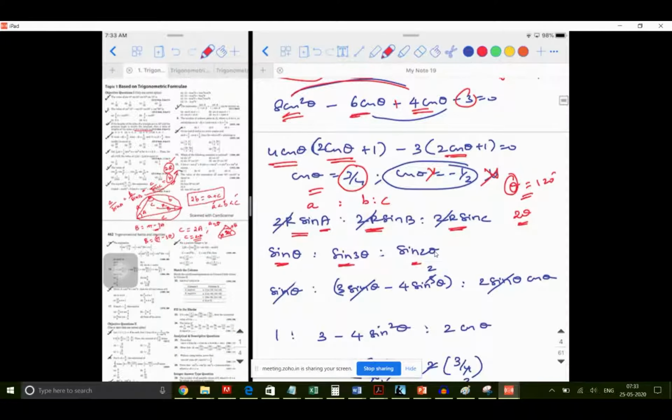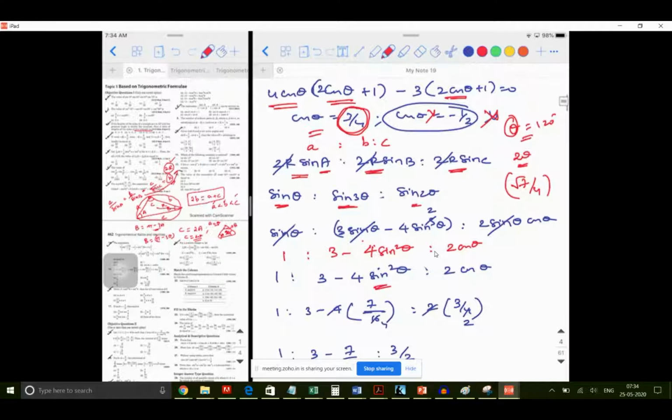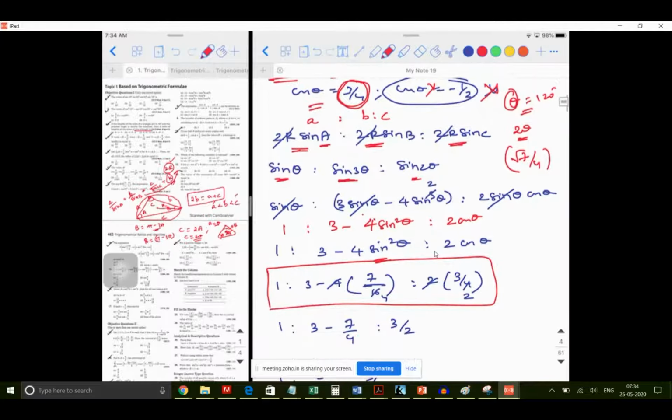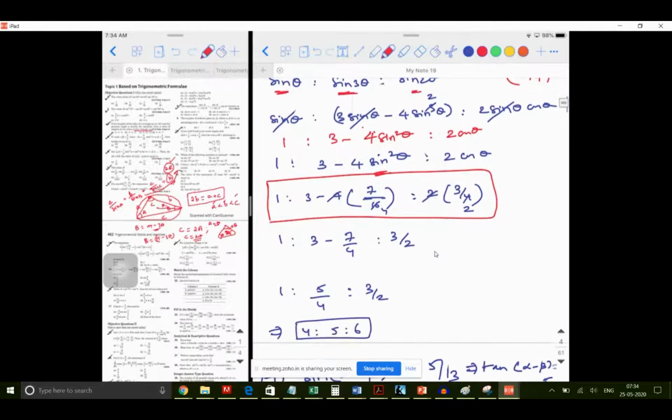So again, sin 3 theta, if you apply the formula of 3 sin theta minus 4 sin cube theta, the common factor is going to be sin theta. So you are left with 1 is to 3 minus 4 sin square theta is to 2 cos theta. We know the value for cos theta. Cos theta is 3 by 4. Then what will sin theta be? When you apply the right angle triangle and find it out, you will get sin theta as root 7 by 4. Then sin square theta will be 7 by 16. When you substitute everything and solve, you will get 1 is to 5 by 4 is to 3 by 2. Multiplying with 4 on both the sides, you get 4 is to 5 is to 6. So it is going to be option E.